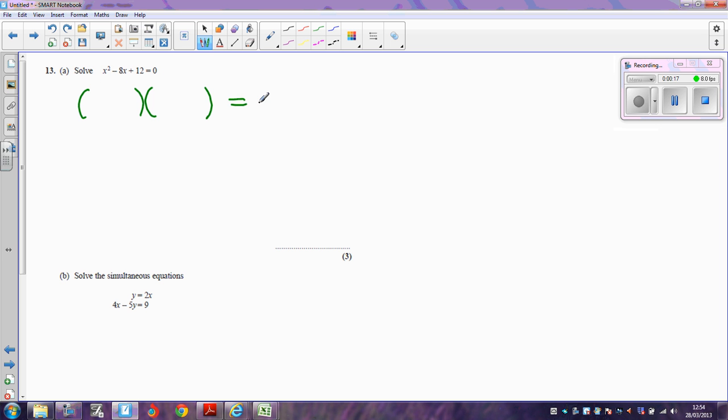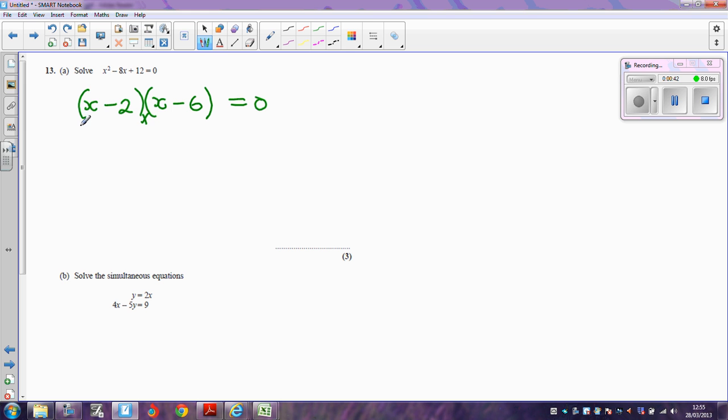This is the easier type, where you know that it's going to be x in each bracket because x multiplied by x is x squared. You're then looking for 2 numbers that multiply together to make positive 12, but add up to minus 8, and I can see that those 2 numbers are going to be minus 2 and minus 6. Minus 2 add minus 6 is minus 8. Minus 2 times minus 6 is plus 12. So we've got 2 things multiplied together.